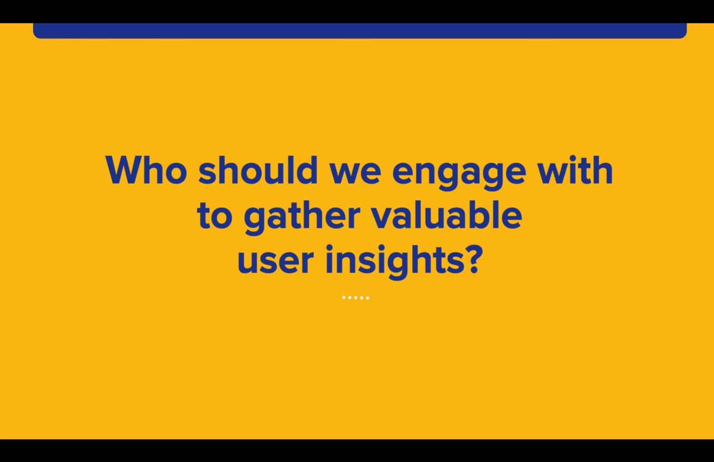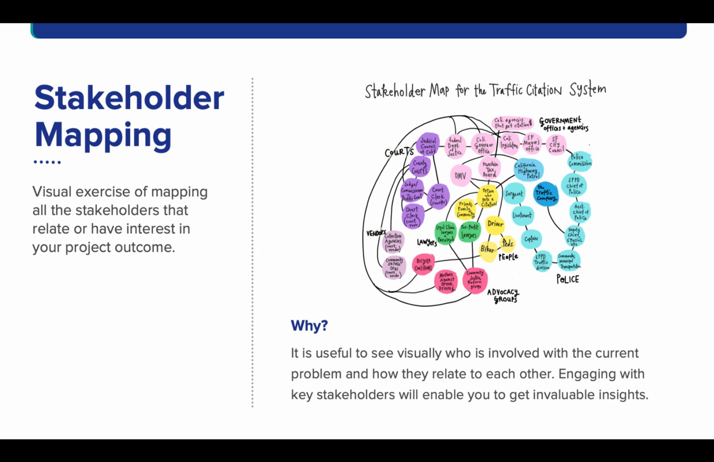The next topic that I want to cover in this lesson is who should we engage with to gather valuable user insights? So, as we are learning more about the problem and the context, there is value in engaging with people so that we can learn from them. One exercise that can help us to understand who we should engage with is a stakeholder map. The stakeholder map is a visual exercise of mapping in which you try to plot all the possible stakeholders that relate or have interest in your project outcome.